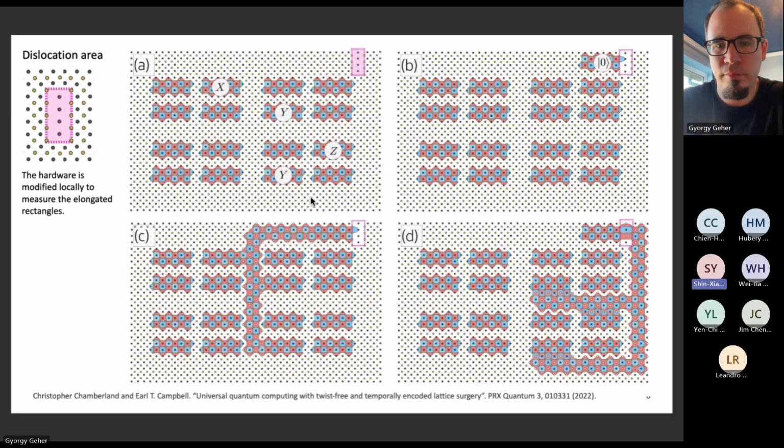But you say each of these patches is already a logical qubit, so then you connect to it. What's the difference between each patch?